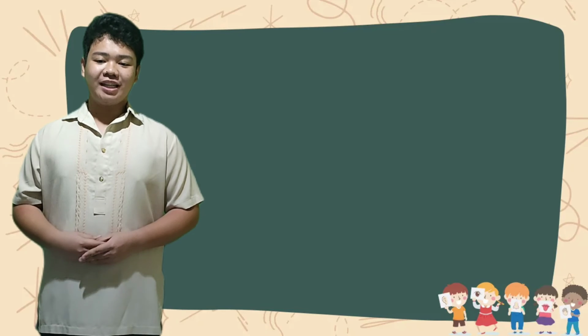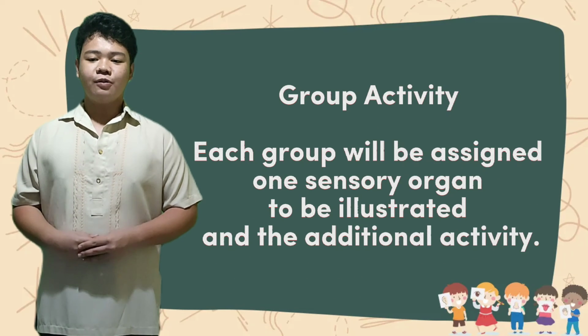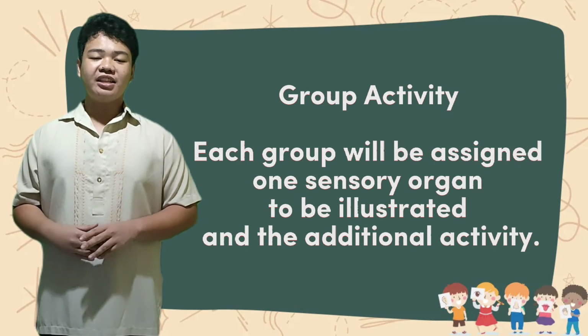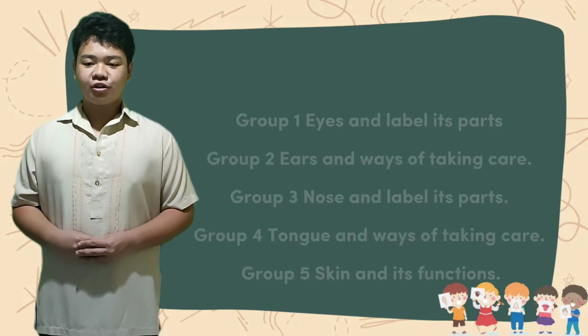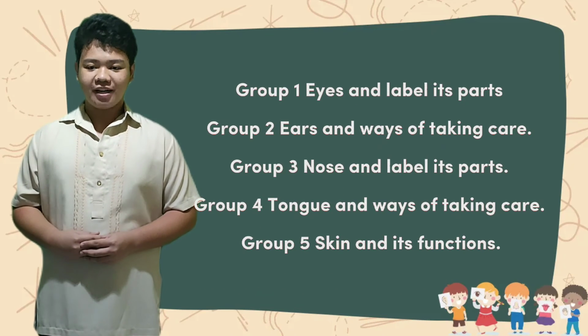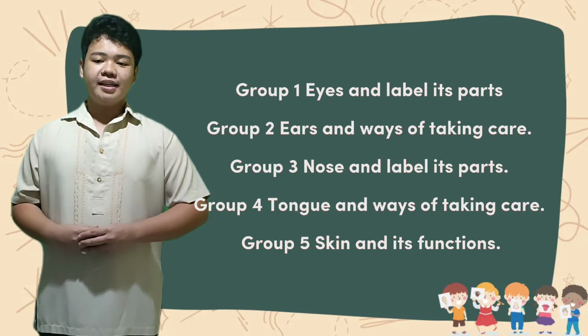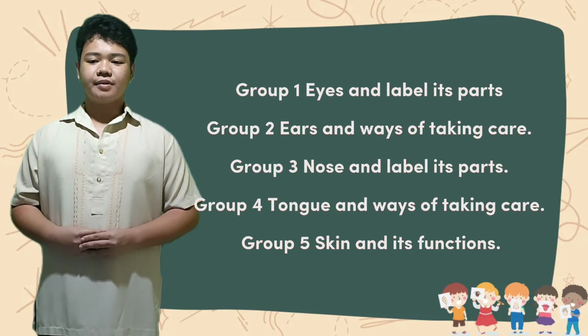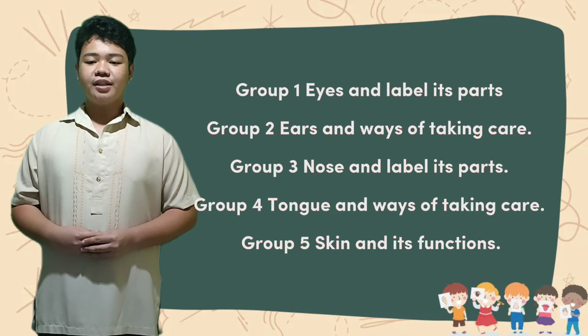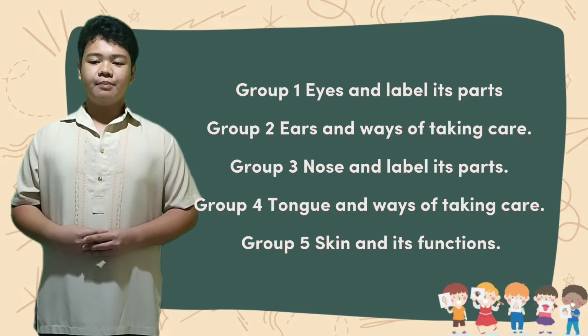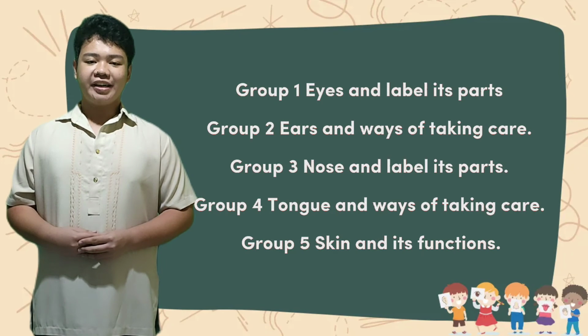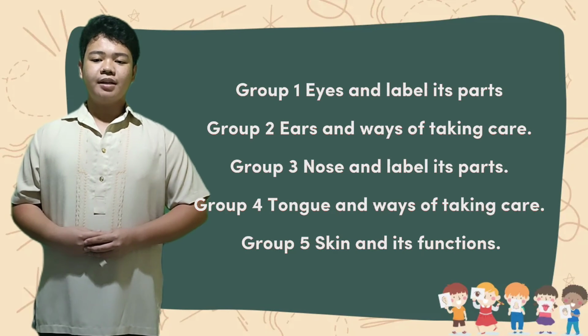So now for a group activity, each group will be assigned one sensory organ to be illustrated and an additional activity. So for group 1, eyes and label its parts. For group 2, ears and ways of taking care of it. Group 3, nose and label its parts. Number 4, tongue and ways of taking care. And group number 5, skin and its function. Class, you will be divided into 5 groups. Each group will accomplish its task, and you will send your output in our group chat.